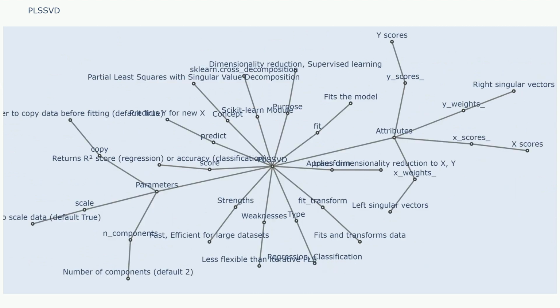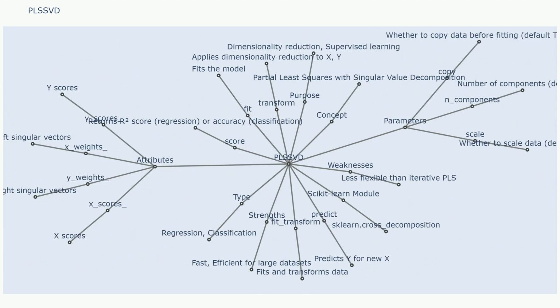Key takeaways. PLSSVD is a powerful tool for exploring relationships between datasets and making predictions. It gracefully handles collinear variables and high dimensionality, making it suitable for complex data. While powerful, interpretation of the latent components requires further analysis.